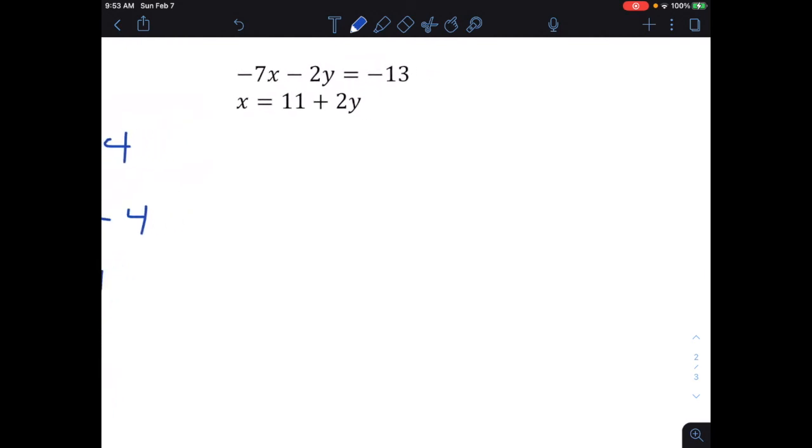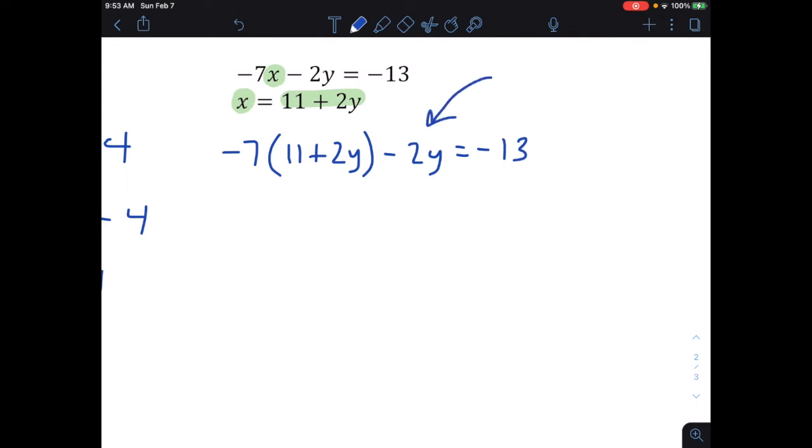Okay, so here we go. Again, x equals that. I'm going to replace that x right there. So we have negative 7 times 11 plus 2y minus 2y equals negative 13. A lot of people forget that one right there. They substitute into the parentheses and then they forget to put the rest of the equation. So be careful. Don't lose anything. Make sure you look up at your original equation and say, do I have the negative 7? Yep. Do I have the minus 2y? Yep. Do I have equals negative 13? Yep. All right. So everything's there.